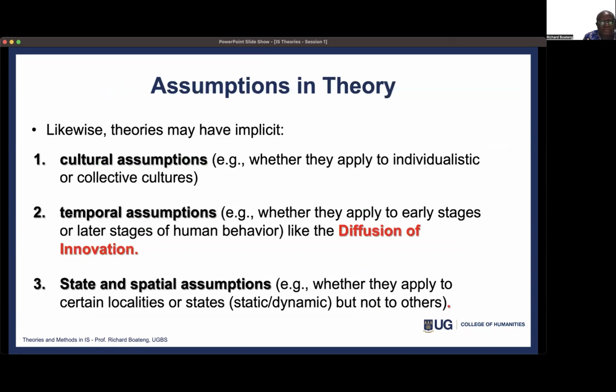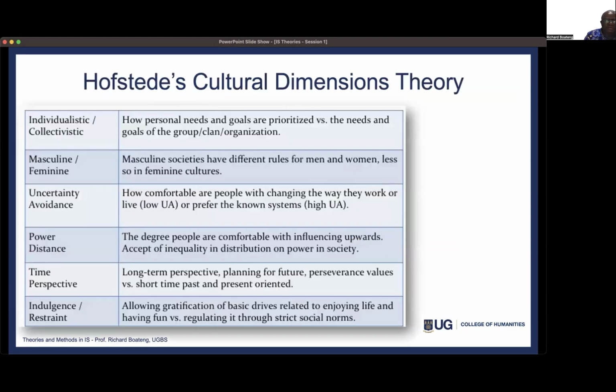Okay, so let's continue. Now, assumptions in a theory means that in every single theory, there could be certain things that are assumed or taken as existing, so they can then go ahead and make certain decisions. Now, it happens that there are cultural assumptions, temporal assumptions, and then state and spatial assumptions.